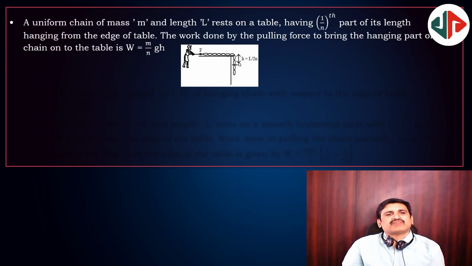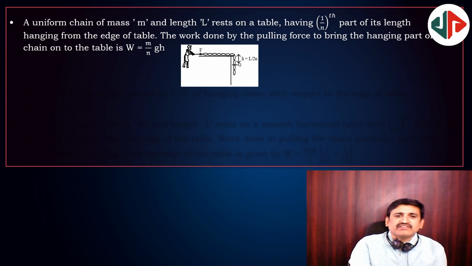Uniform chain of mass m and length L rests on a table. Suppose 1 by nth part of the chain is hanging and it is pulled onto the table, then work done is equal to m by n, because total mass you shouldn't consider. Hanging part mass only you have to consider. Hanging part mass is m by n, because 1 by nth part is hanging. 1 by n into g h. h will be L by 2n.